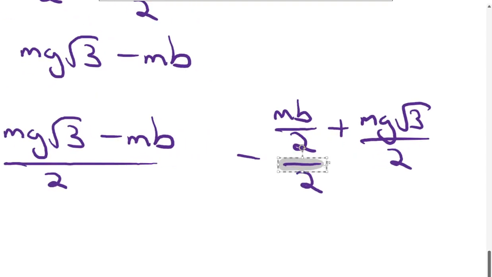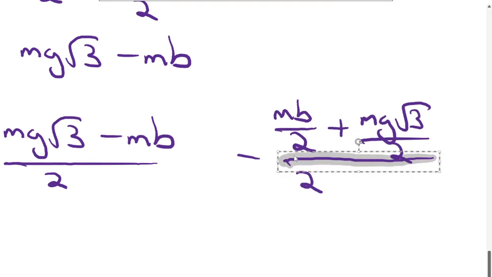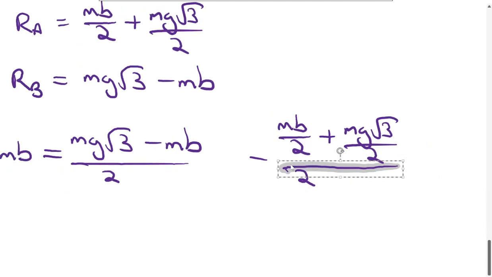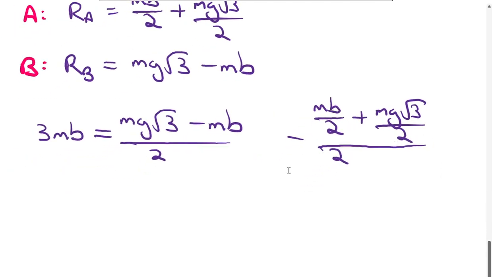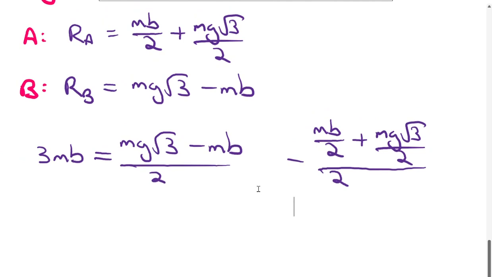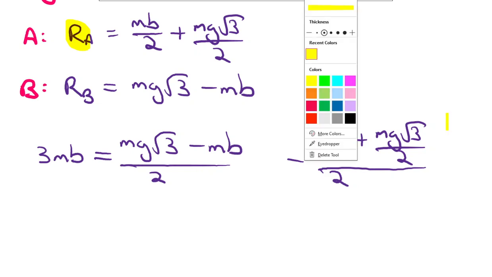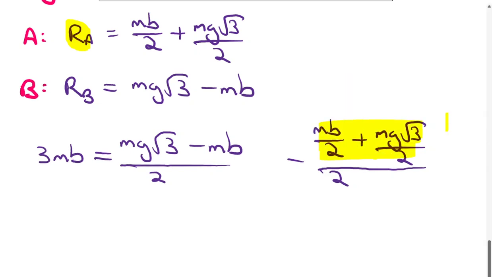So I'll just zoom in a tiny bit. So there we have our MG root 3 over 2. That may have been quicker if I just written it out, but anyway, that was different. So that is now our RA. RA is here, and our RB is here.